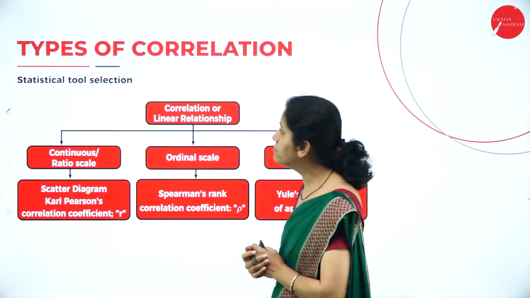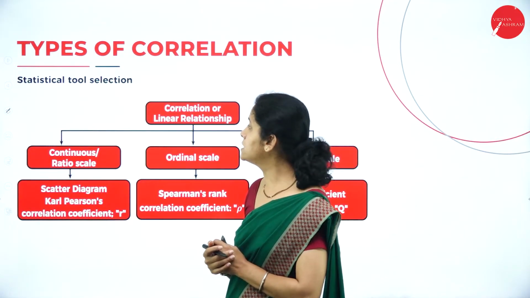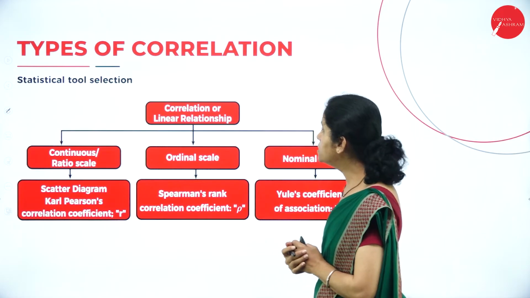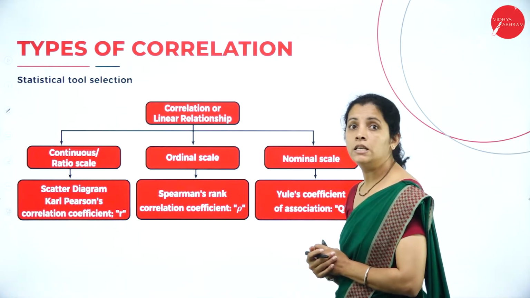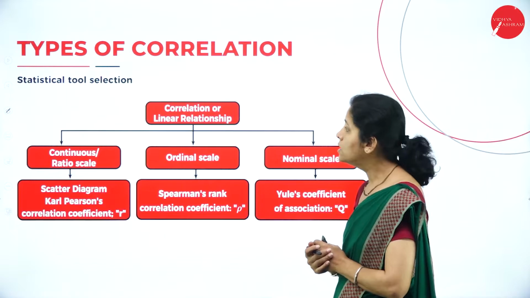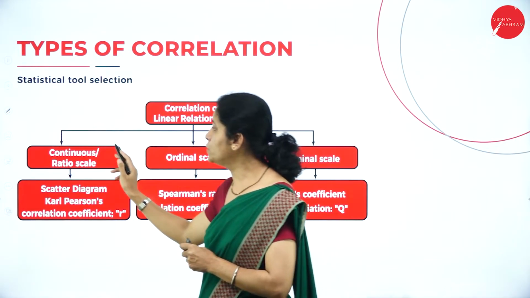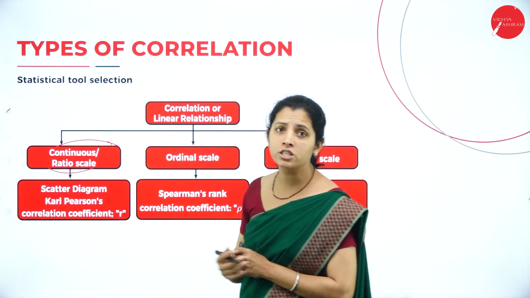Now I'm going to have this statistical tool selection. So dear student, if I consider linear correlation, under this I'm going to have the continuous ratio.